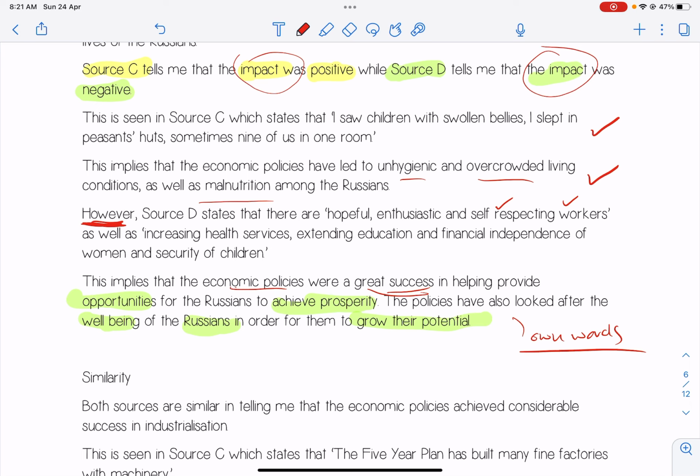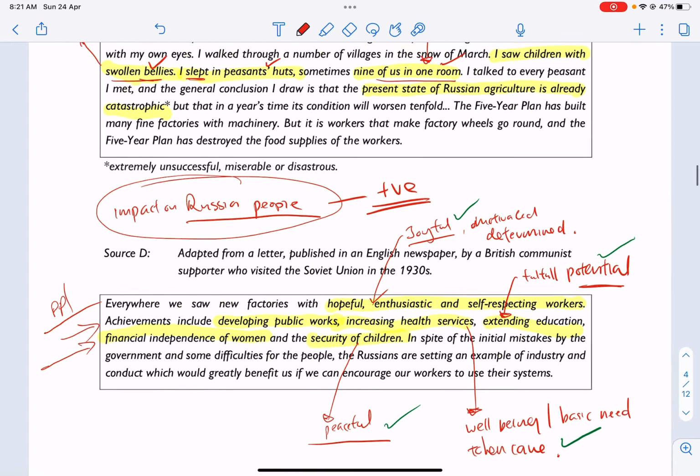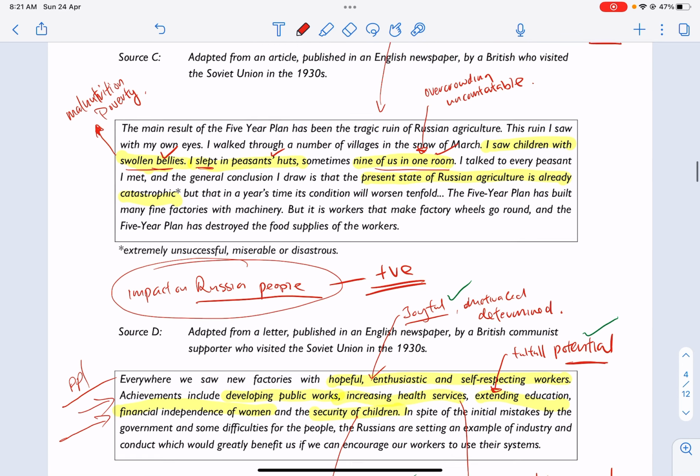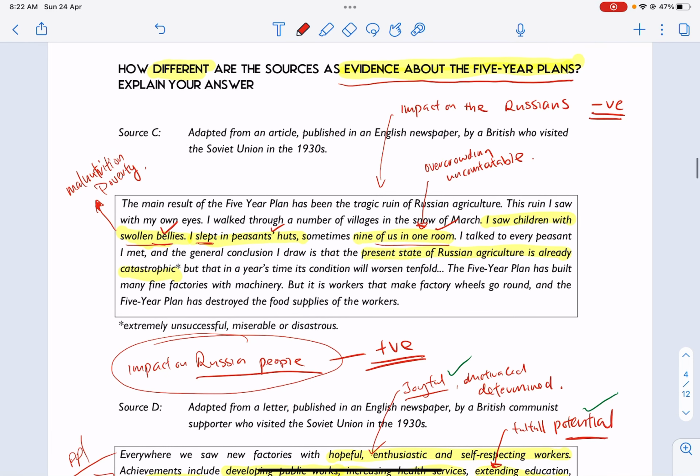Now, when you do a comparison question, there's also a similarity. For the similarity, you have to look for something different from your difference. There's no double marking. So if one aspect is talking about the impact on the Russian lives, the other aspect you can talk about is the output, the country as a whole. Now you're going macro level, talking about the country as a whole. What do you think about the success of these Five-Year Plans to the country as a whole?